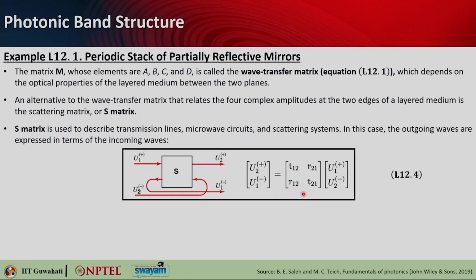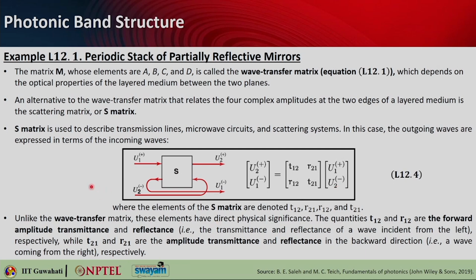The other one also you can easily make. This one, U1 minus, is nothing but R12 U1 plus. Whatever is incident, some part is getting reflected. That reflection is R12 U1 plus, and then whatever you are putting here, some part is getting transmitted, and that also comes back as U1 minus. So, that is T21 times U2 minus. So, this equation: U1 minus is nothing but R12 U1 plus plus T21 U2 minus. Clear?